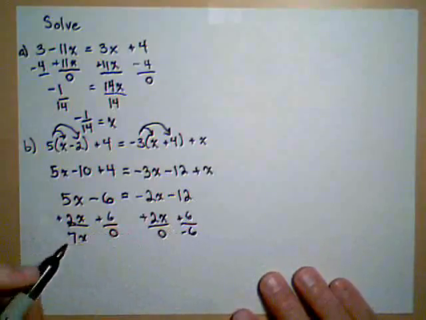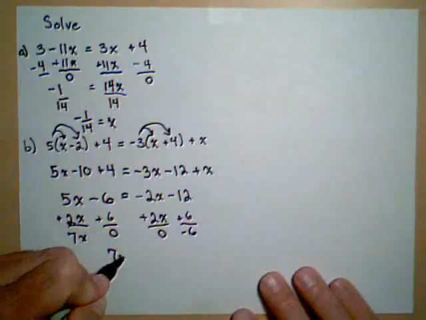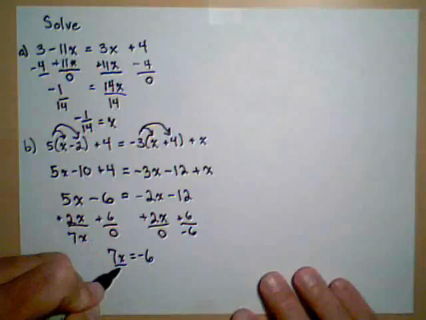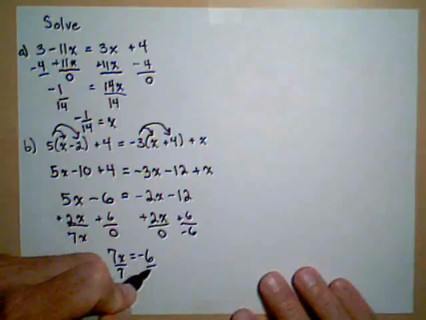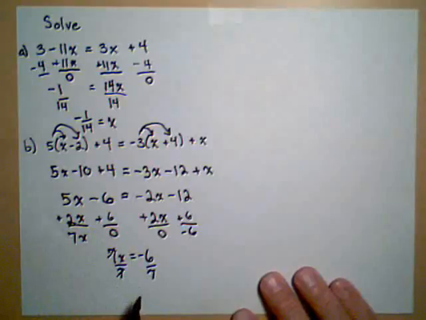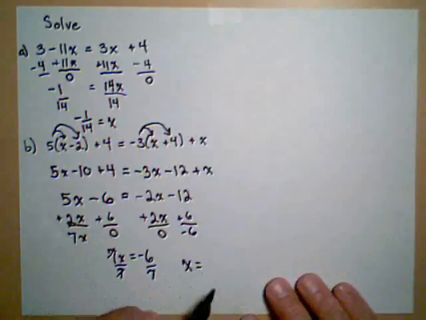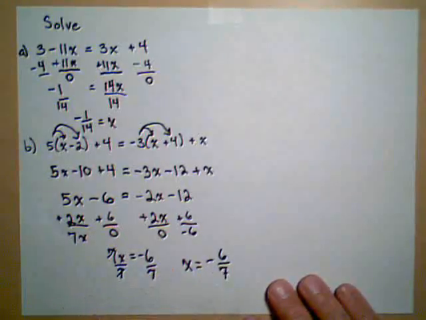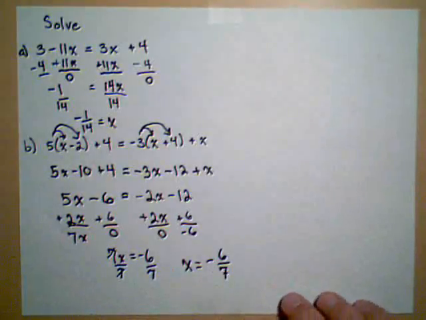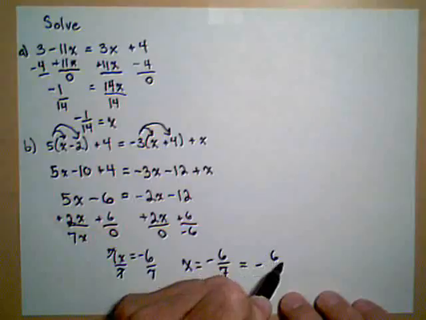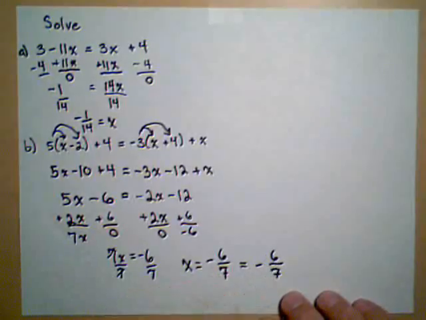This is a negative 6 over here, so we end up with 7x equals negative 6. Divide both sides by 7. Cancels the 7's out here. And that gives us x equals negative 6/7. Which, depending on how you want to write it, you could write the negative on top or on bottom, or just put it out in front of the fraction. Those are all the same thing.